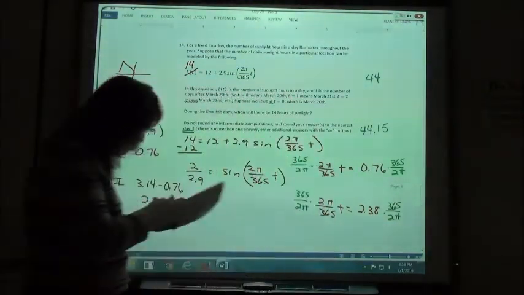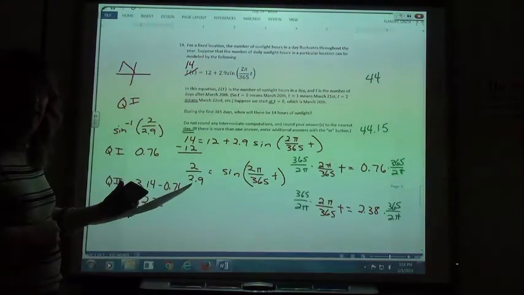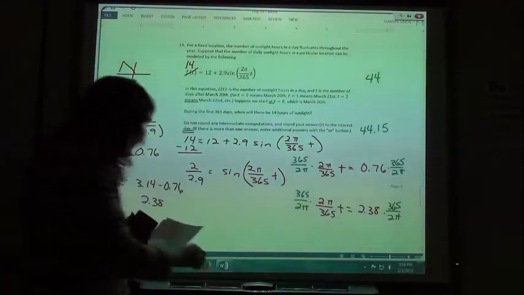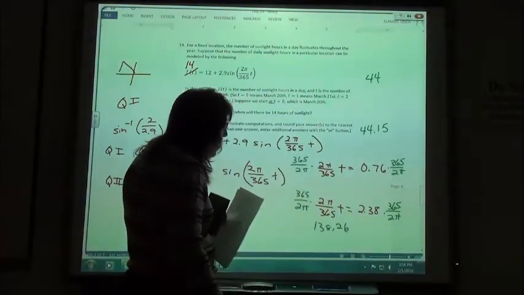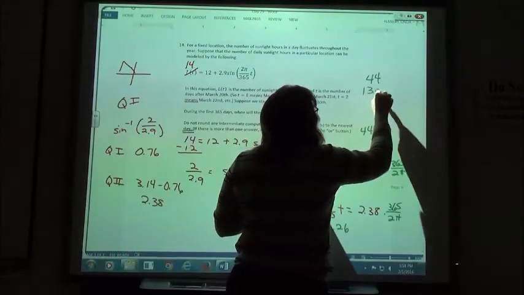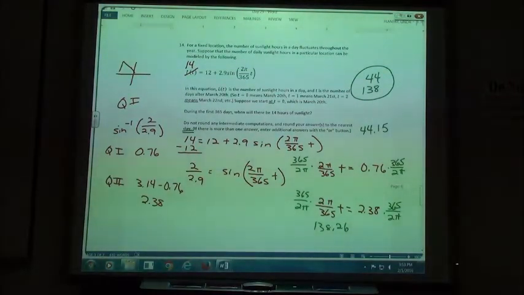My second one, I'm going to take 2.38 times 365 divided by 2 shift pi. So I have 2.38 times 365 divided by 2 pi. If I hit equals, I get 138.26, but rounding that off to the nearest day, 138 days. So either at 44 days or 138 days is where I'm going to have 14 hours of sunlight.